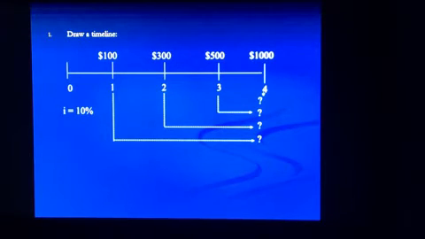For $500 we need to calculate its future value for 1 more year. And 1000 is already at the 4th year. There is no need to calculate its future value because it is already the future value at the end of the 4th year. So we will calculate the 3 future values for $100, for $300 and for $500, and then we will add up all 3 values and the 1000. That will give us the total future value.